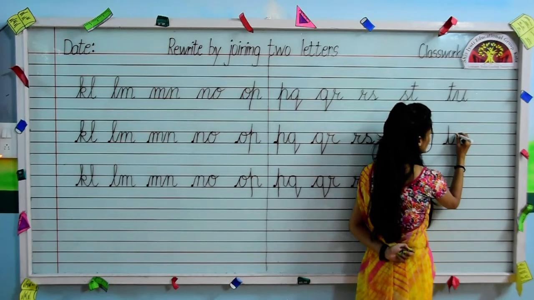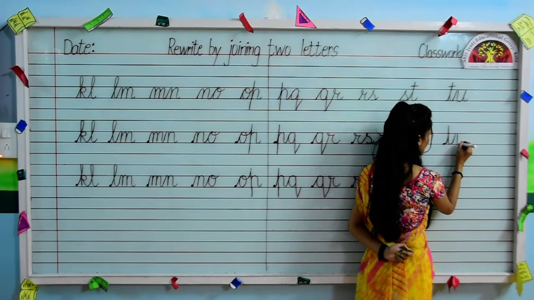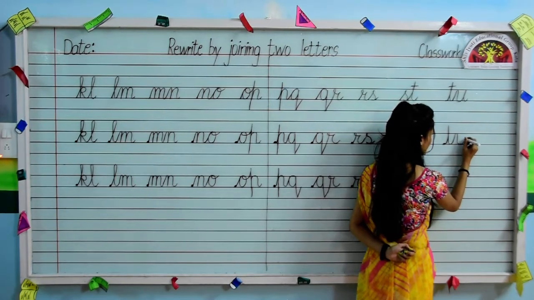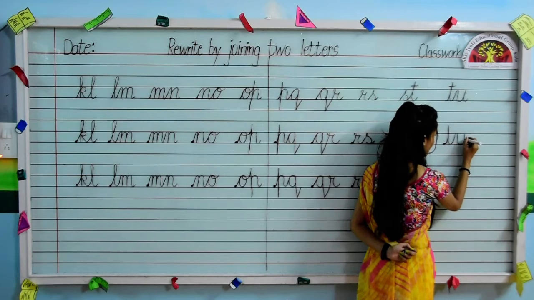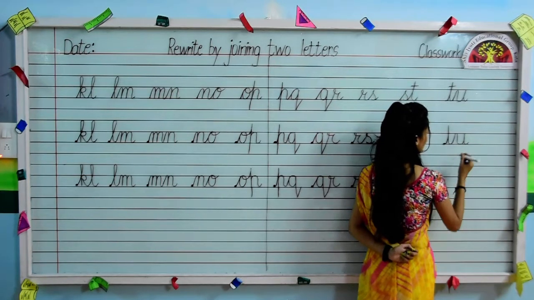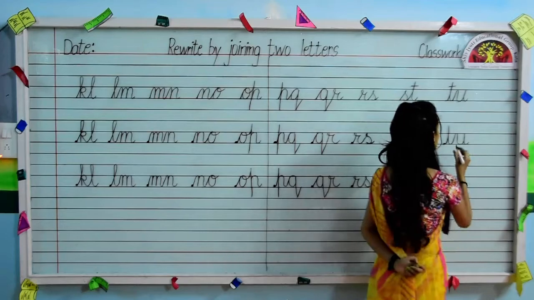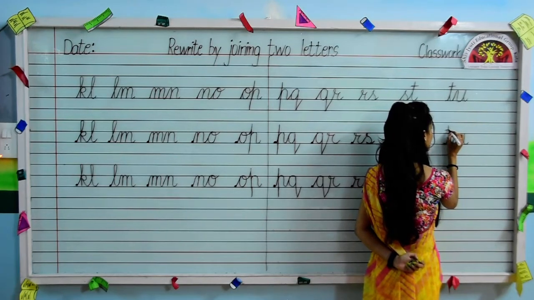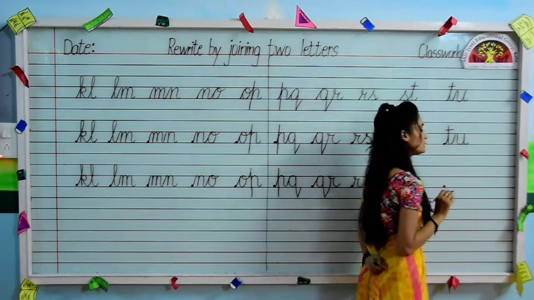Go up, touch the second line, make a curve, come down, touch the third line, again go up, touch the second line and out like this. This way you have to write your letter T and U together and put a sleeping line in the middle.